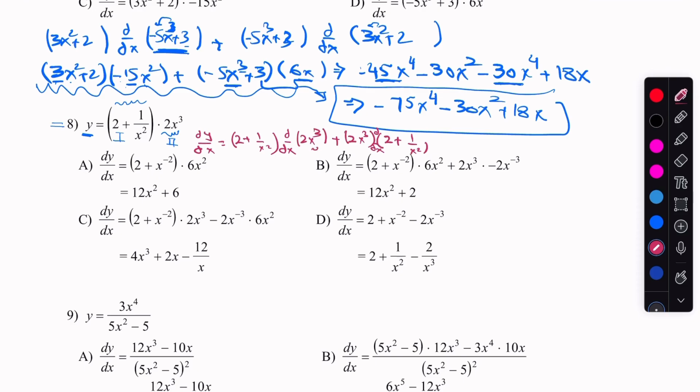So if we solve the derivative of this, by using the power rule, we will get 2 plus 1 over x squared, which is 6x squared, then 2x cube, and then 2 having a derivative 0, and minus 1 over x squared has a derivative which is minus 2 over x cube, sorry.